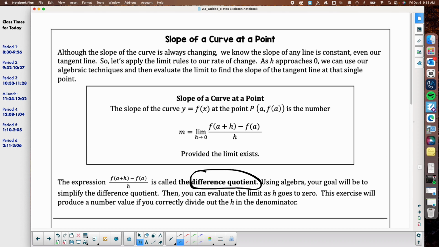If you have a highlighter, it wouldn't be a terrible plan to highlight that or circle it or something. For whatever reason, they use the term difference quotient a lot. This is the difference quotient. That's the difference quotient. The limit of it is not the difference quotient, it's just the answer.